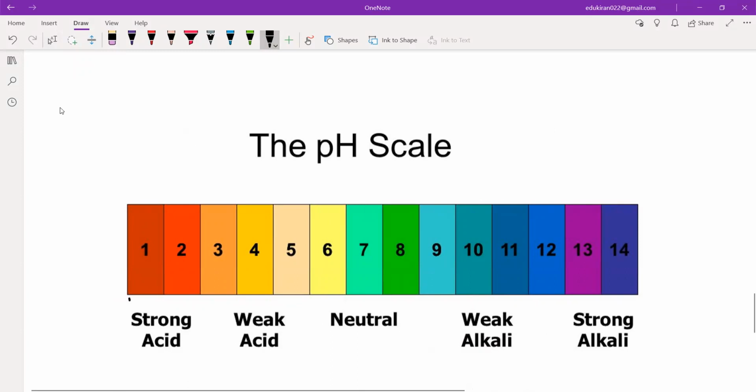So 1 to 2 and 2.5, it is generally said to be strong acid, and if the pH is lying between 1 and 2, it is strong. If it will be 6.5, then it is weak acid, and these pHs are known as neutral. Then you'll have this as weak alkali, and after that you will be having that as strong alkali. Okay, strong alkali means strong base.